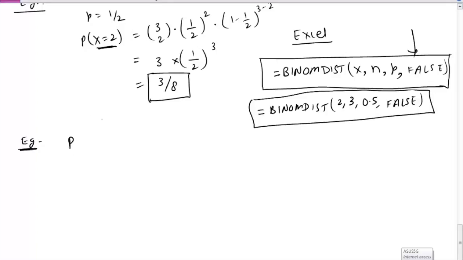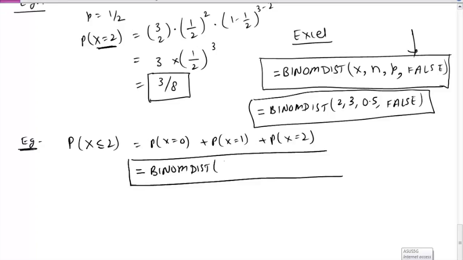Same situation. Still n is 3, p is half. So x is less than or equal to 2. This is a cumulative calculation, so you calculate individually and then accumulate. But an easier way is to use this function. So x is 2, n is still 3 and 0.5, but instead of false now we have true. Instead of calculating 3 times separately and adding them, if you put true here, you get the answer very quickly.